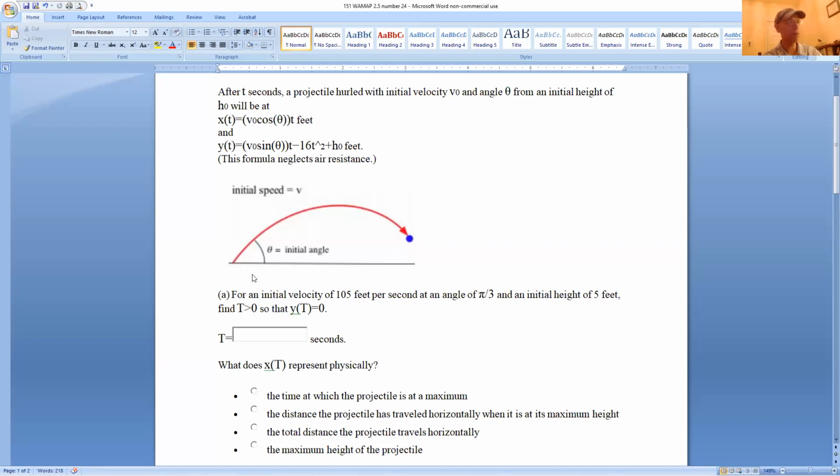So in this particular problem, an object is being shot up or hurled into the air. We have that the initial velocity is 105 feet per second, the angle is pi over 3, and the initial height is 5 feet. And we're supposed to find t such that y of t equals 0. Notice that y of t equals 0 when this object hits the ground, because in the beginning it's being shot up from a height of 5 feet.